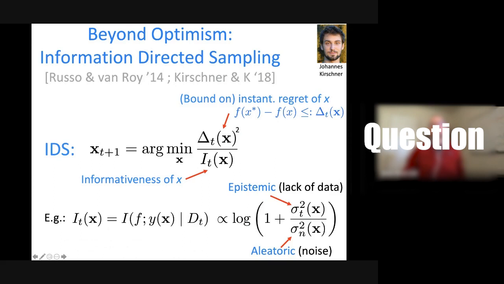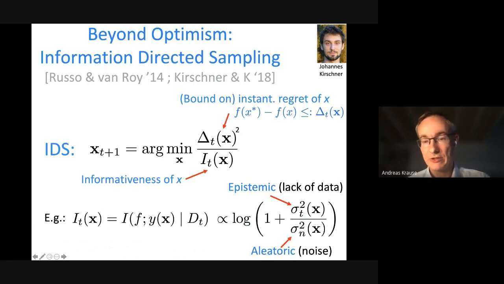Right. Okay. So wherever I have a GP, like a Bayesian optimization problem with a GP model, I can always apply this. Yeah, you can apply this quite generally, absolutely.